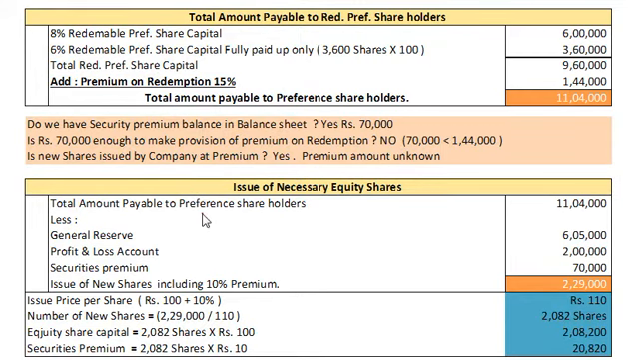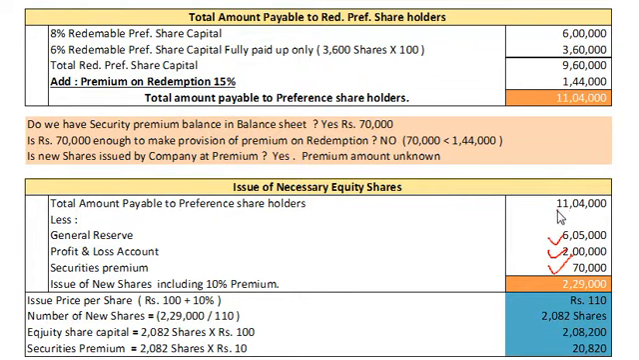Here is the working. First of all, we will take the total amount payable to preference shareholders, that is 11 lakh 4,000. From this 11 lakh 4,000, we will deduct number 1, general reserve 6 lakh 5,000 as per balance sheet, profit and loss account rupees 2 lakh as per balance sheet, and securities premium 70,000.